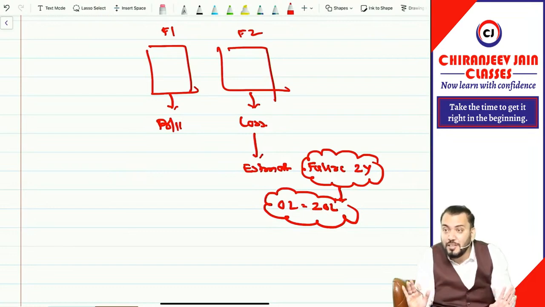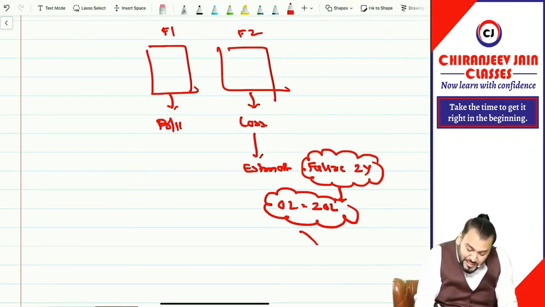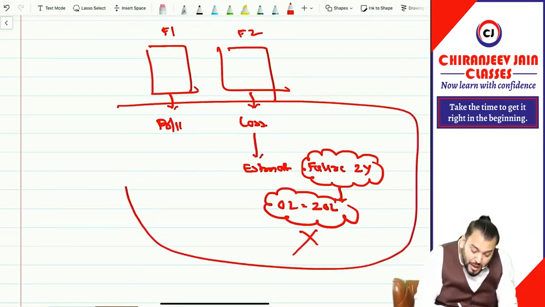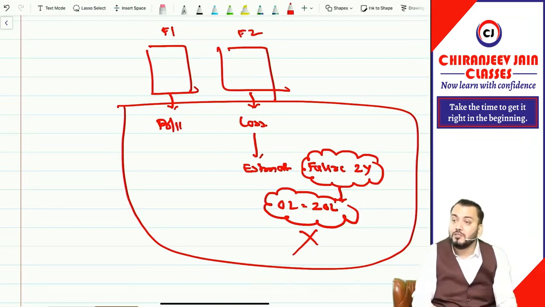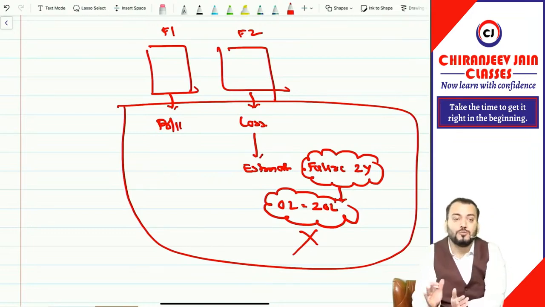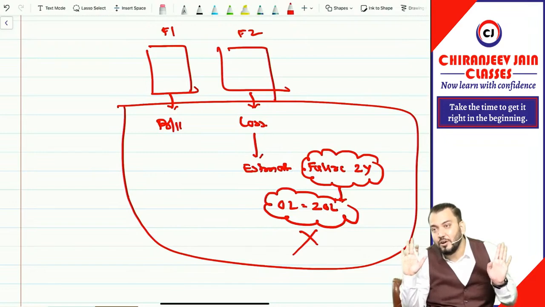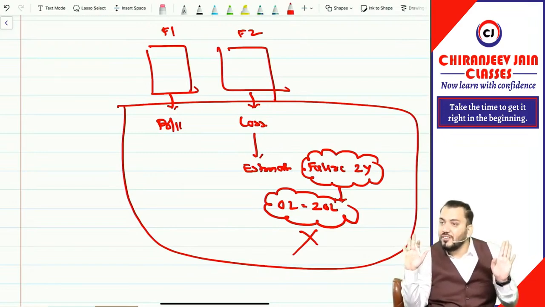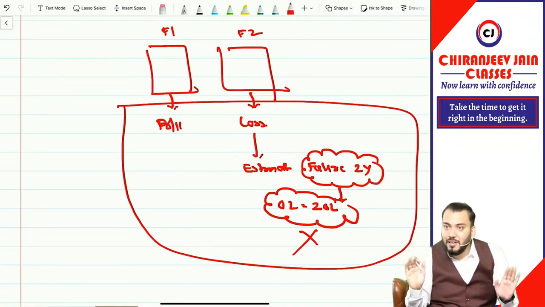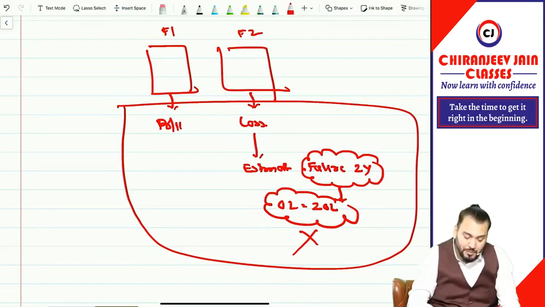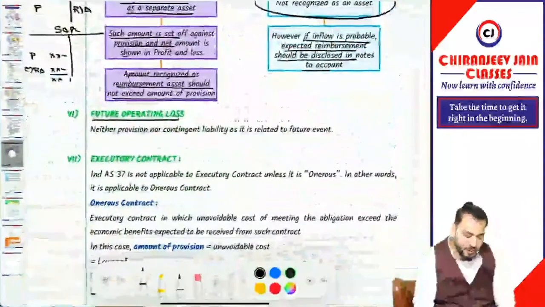disclose contingent liability also. Correct? So I will say Ind AS 37 is not applicable. So for any future operating loss, provision will not be recognized. Got it? Simple. Can we move? Yes. Next point.